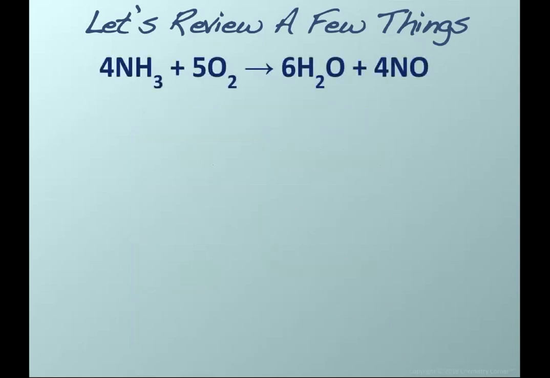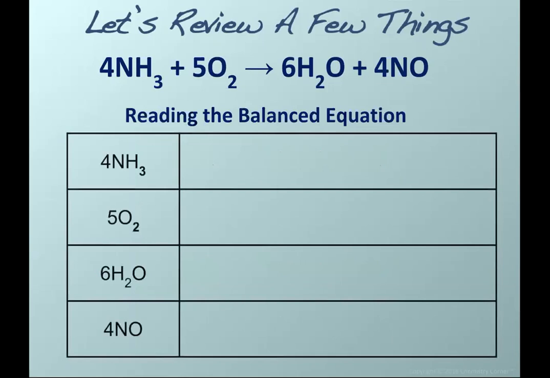Now, we are going to read the balanced equation. This is 4 nitrogen atoms and 12 hydrogen atoms. Okay, 4 NH3. Once we put a 4 coefficient out in front, that means we are going to have 4 NH3s. We're going to have 1 NH3 plus 1 NH3 plus 1 NH3 plus 1 NH3. So that gives us 4 N's and 12 hydrogens.